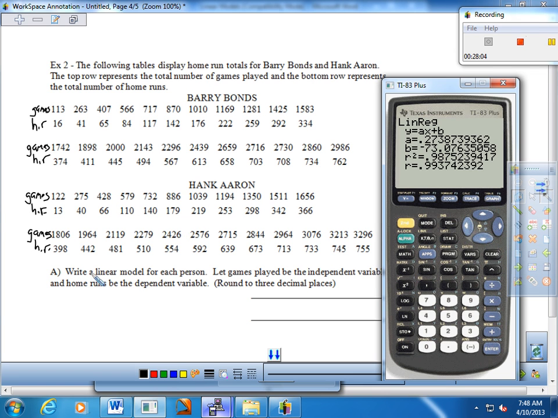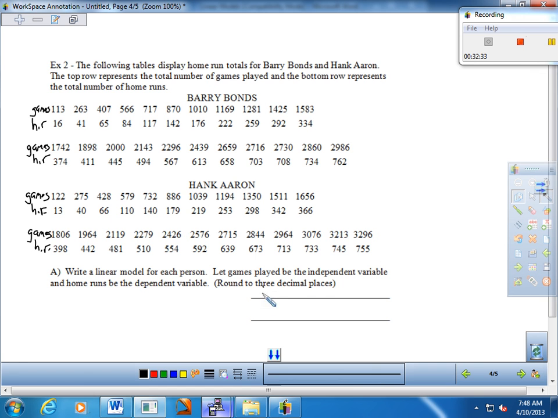It says write a linear model for each person. Games played is the independent variable, home runs the dependent. We already took care of that, and round to 3 decimal places. So this one would be Barry right here. I'm going to put a BB for Barry Bonds, and I've got y equals 0.274x minus 73.076.